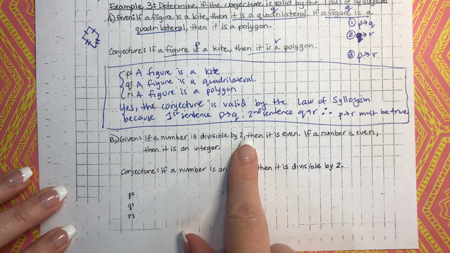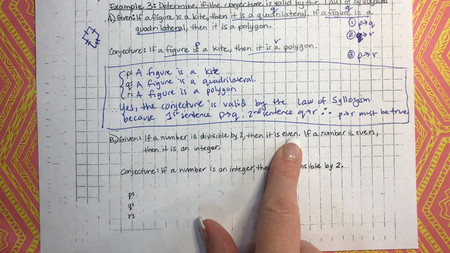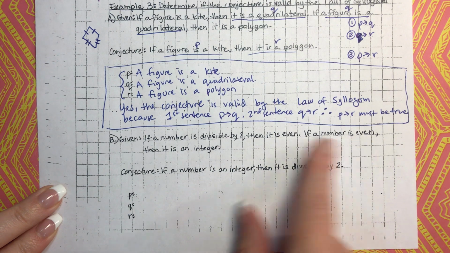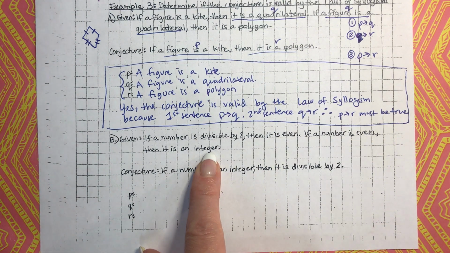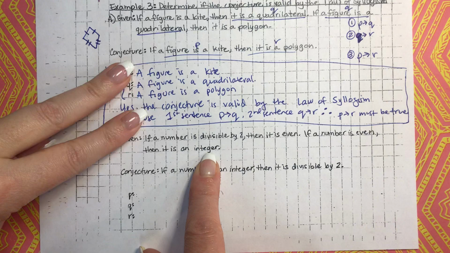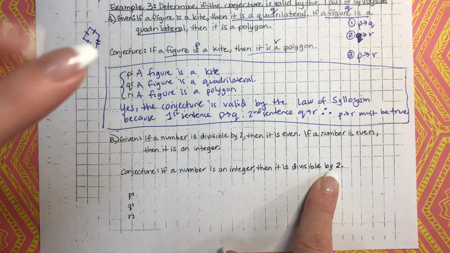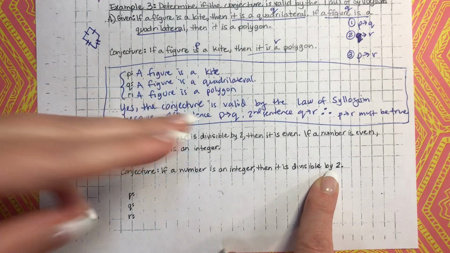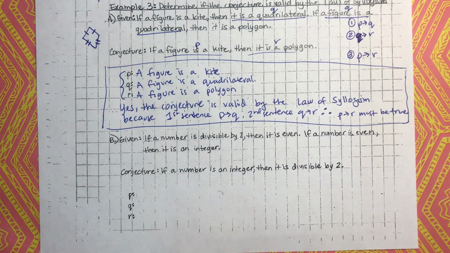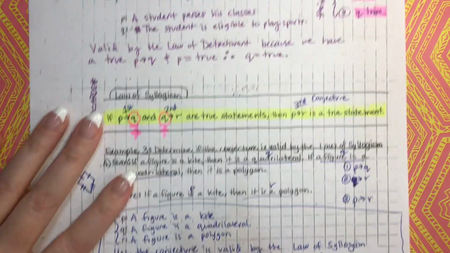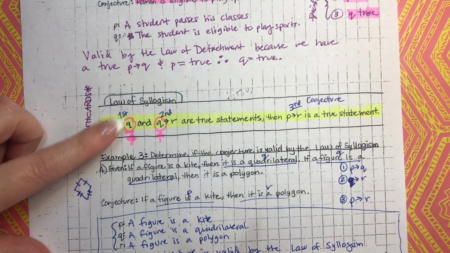So if a number is divisible by 2, then it is even. Okay, that's a conditional. If a number is even, then it is an integer. That's number 2 as far as conditional statements. Conjecture, if a number is an integer, then it is divisible by 2. Okay, that's our third conditional statement. So boom, we know that we're in the realm of law of syllogism. We have 3 conditional statements. So now we have to see, okay, does it follow these rules?